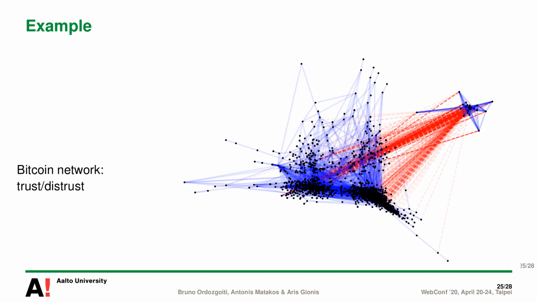This is an example of the graphs that we find. So this is a balanced subgraph found in the Bitcoin network, which represents trust and distrust between owners of the cryptocurrency. And we can see that there is a cluster of users that no one trusts. And this is indicative of a fraud network.